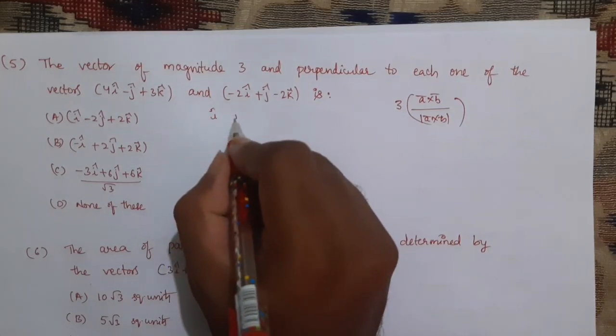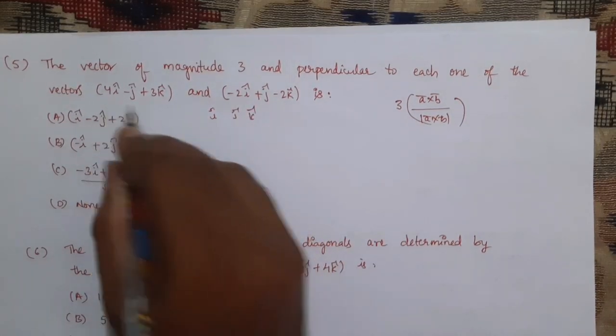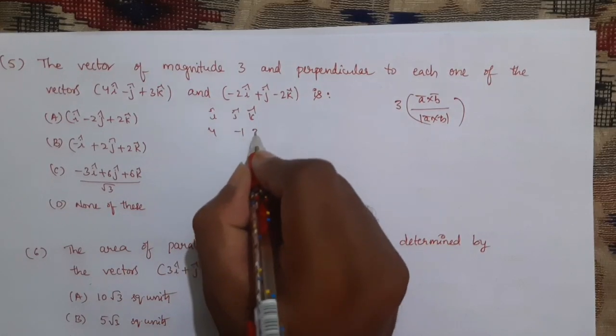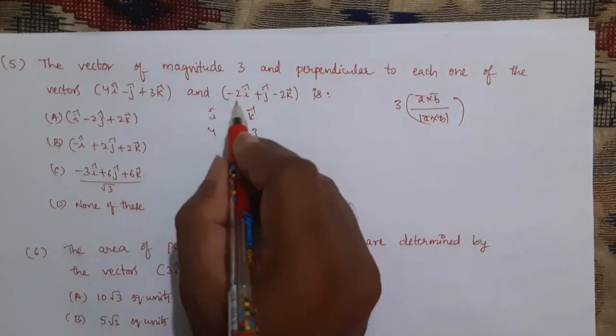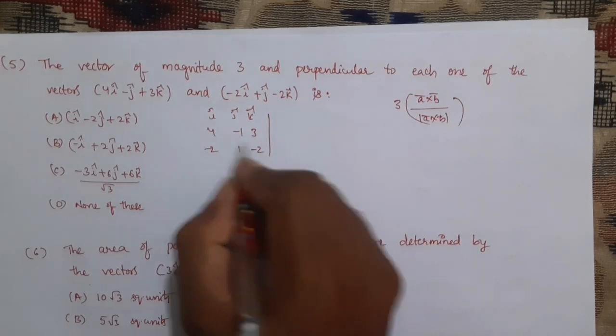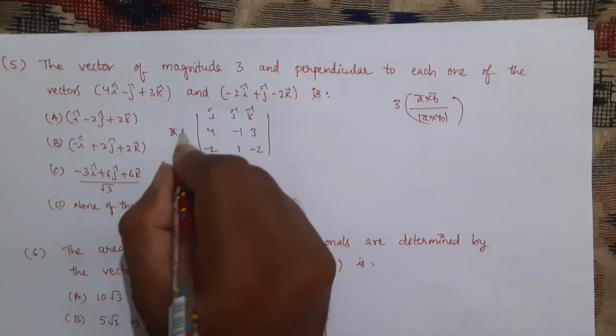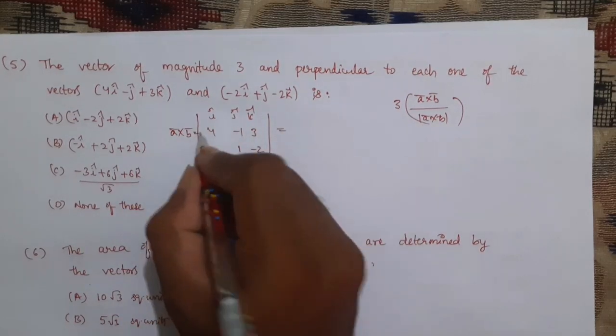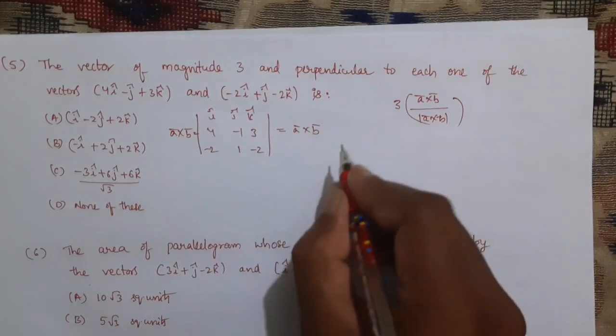So that we will find i cap, j cap, k cap. A bar first, 4, minus 1, 3 constants we need to take, and then here b bar constants, which is minus 2, 1 and then minus 2. First we need to find this a bar cross b bar.